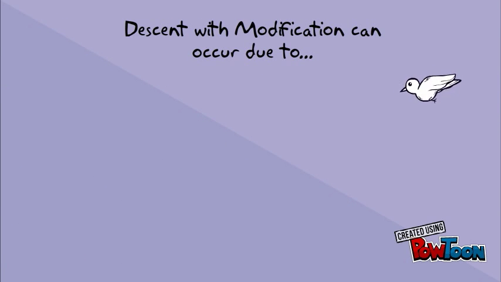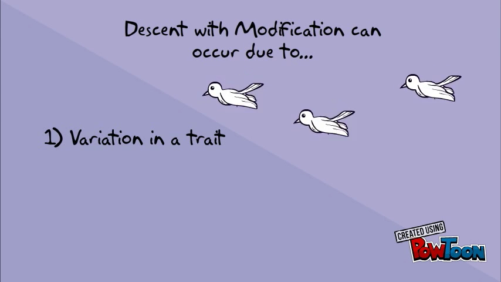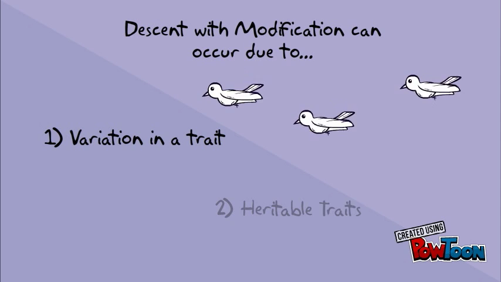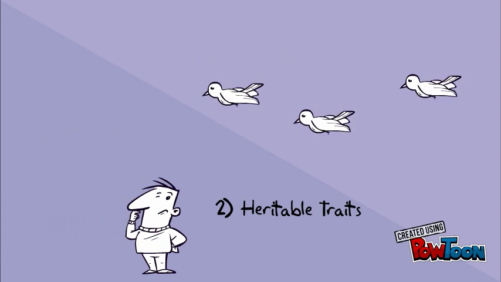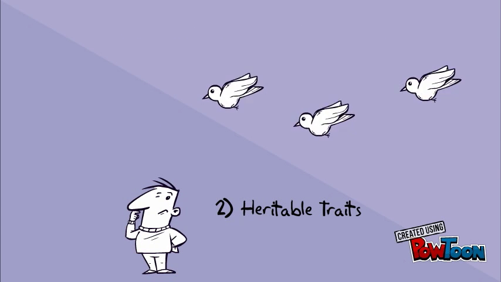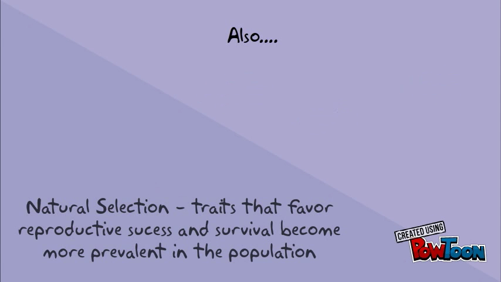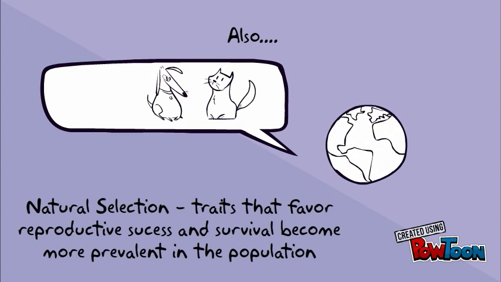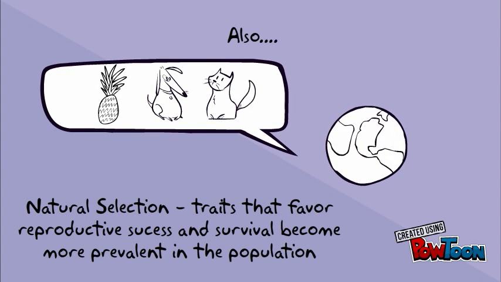It can occur due to three things: variation in a trait, such as different beak sizes on finches; heritable traits, although Darwin didn't know about genetic variation at the time; and also natural selection. This states that traits that favor reproductive success and survival become more prevalent in the population.